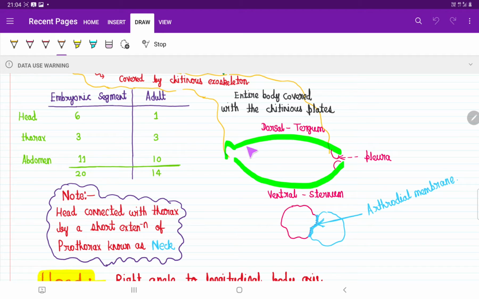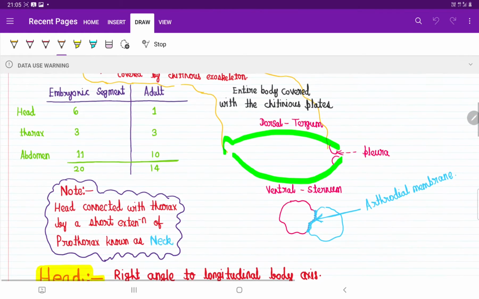The sclerites present on their dorsal part we call tergum, plural tergites. Then ventral sclerites are called sternum, and lateral sclerites are called pleura. Like you see, I have one sclerite, this one, another sclerite, this one. Two sclerites are connected by one thin flexible membrane that is called arthrodial membrane, right?